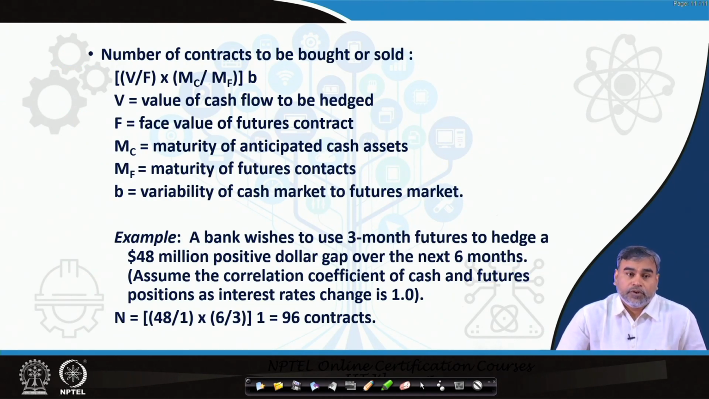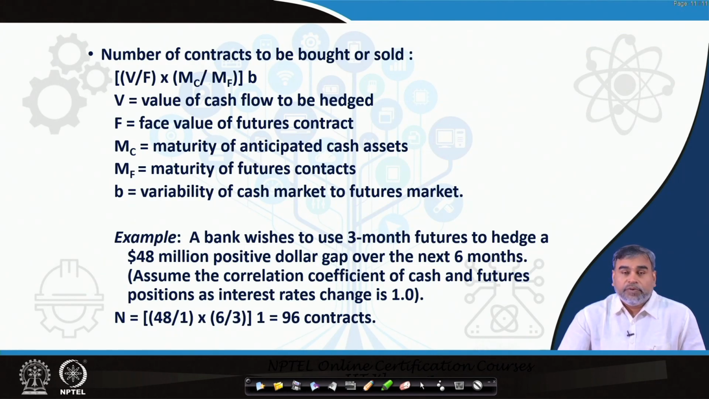Then, if you are going for hedging, how many units of contract do you want to hedge? This is the thing you have to remember. V is the value of the cash flow which has to be hedged, that means the spot market positions. F is the face value of the future contract, MC is the maturity of the anticipated cash assets, MF is the maturity of the future contracts, and B is the relationship, the variability of the cash market to the future market, that means the correlation between the cash market and the future market. So V by F into MC by MF into B basically gives you the number of contracts which has to be used to hedge the risk positions you have in the spot markets by the commercial banks.